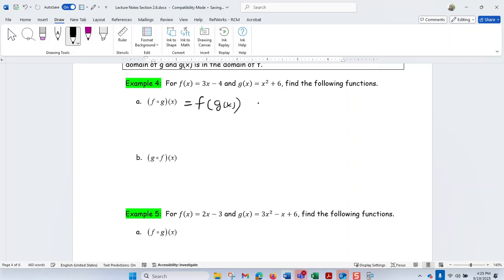Sometimes, to simplify, I just write f of g, so I don't have to put the x in here. There are two ways to do this, and let me show you both. One way is I plug g of x in. This is my g of x, and g of x is x squared plus 6. So now g is gone. This g is the inner, and this one is the outer.